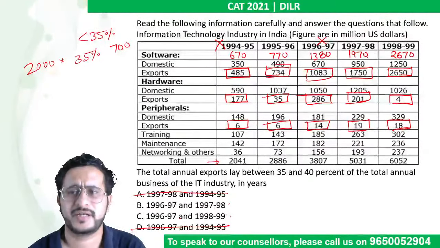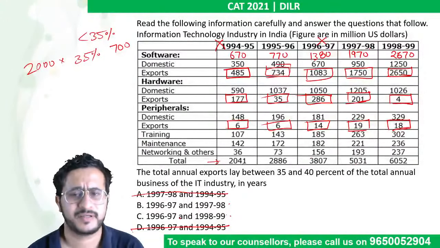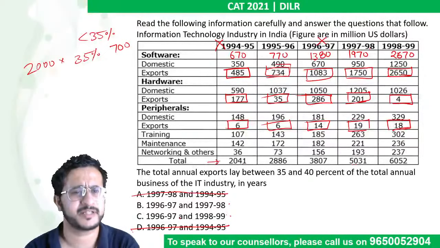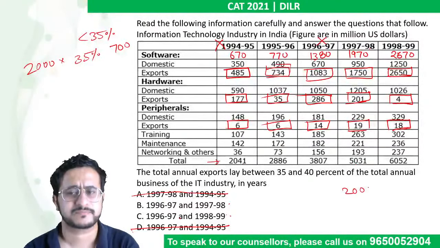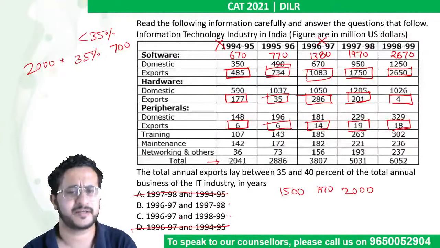Either calculate 97, 98 or calculate 98, 99, whichever you feel like. Okay? So let us say I calculate 97 and 98. ये कितना है? 5000, ये 1970. Right? I take 5000, 1970. So 5000 का 40% कितना होगा? 2000. 35% कितना होगा? 1500. Right? Approximate कर रहे हैं. ये 1970 है, ये बीच में आ रहा है, right?